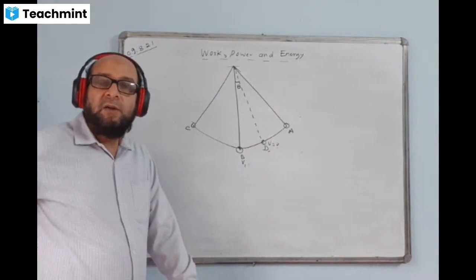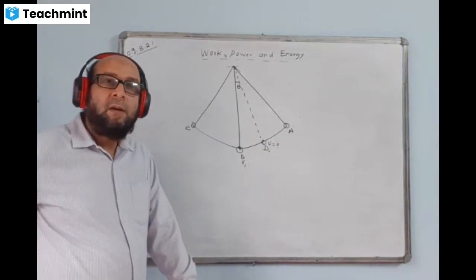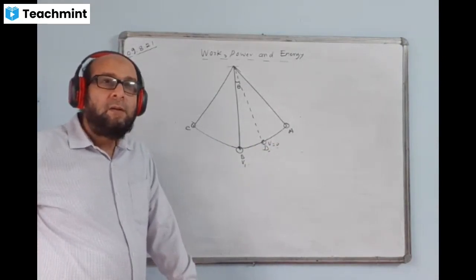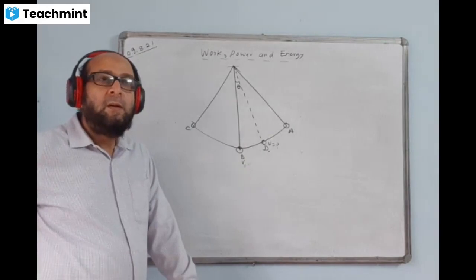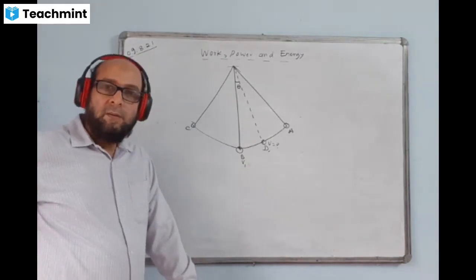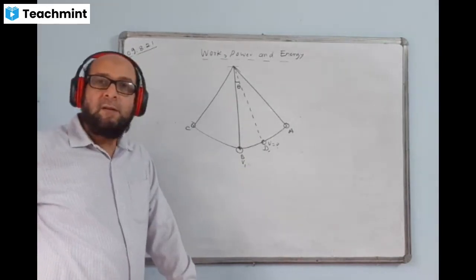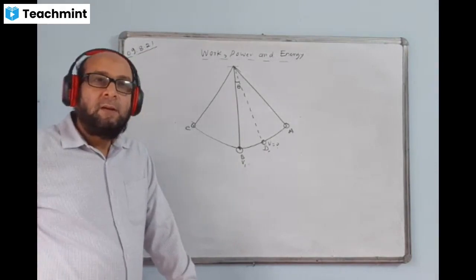Sir, I think we have to draw the height and mark it x. Then we have to find. Sir, v1 square equal to 2gx plus v square.